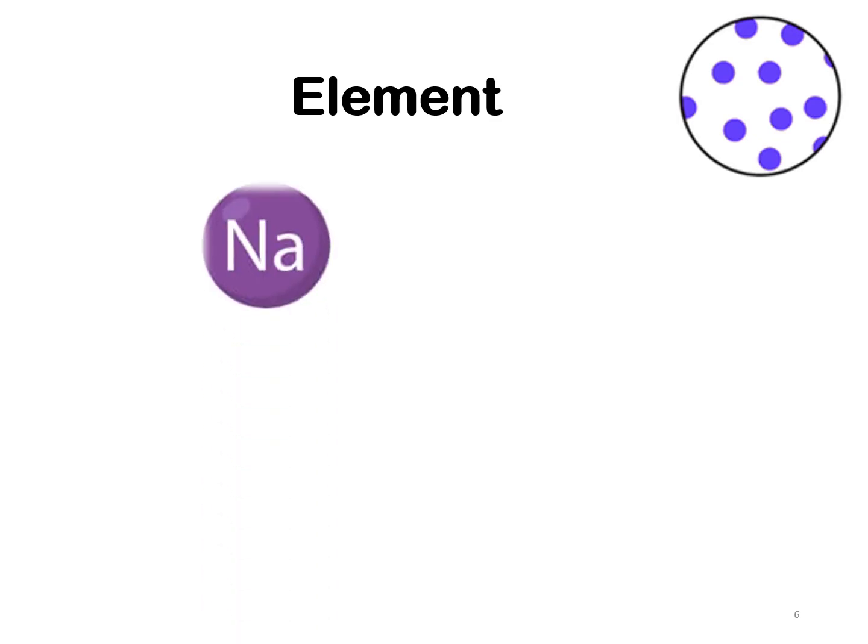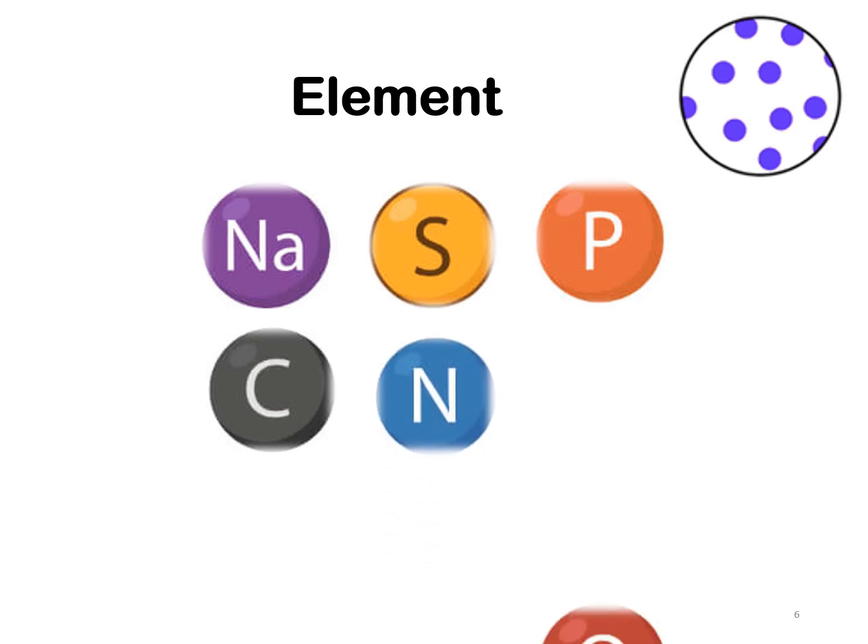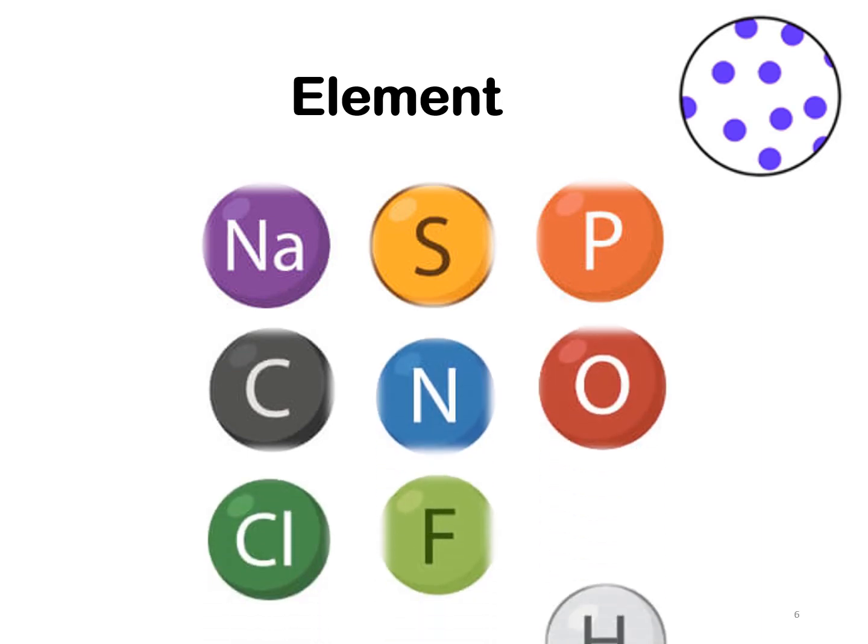Element. As you know, an element is a pure substance which cannot be broken down into simpler substances. It contains 6.02 times 10 to the power 23 particles. Here you can see individual atoms like sodium, sulfur, phosphorus, carbon, nitrogen, oxygen, chlorine, fluorine, and hydrogen.